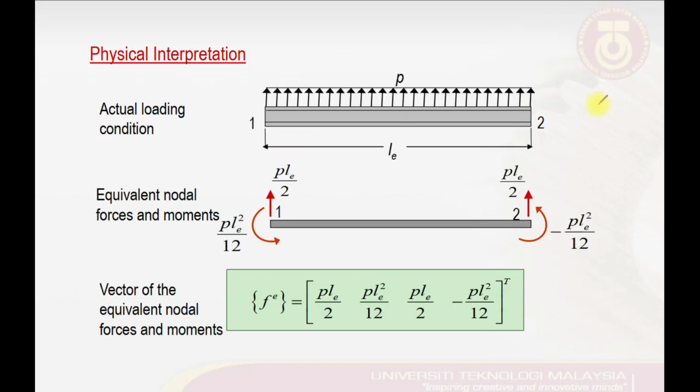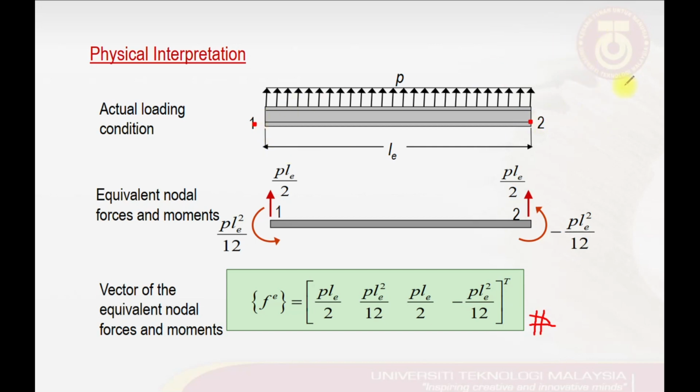So let's look at the physical interpretation of the equation that we developed just now. The equation at the bottom here is the equivalent nodal force and moment, which we transform from a uniform distributed load spanning all over our beam element from node number 1 until node number 2.